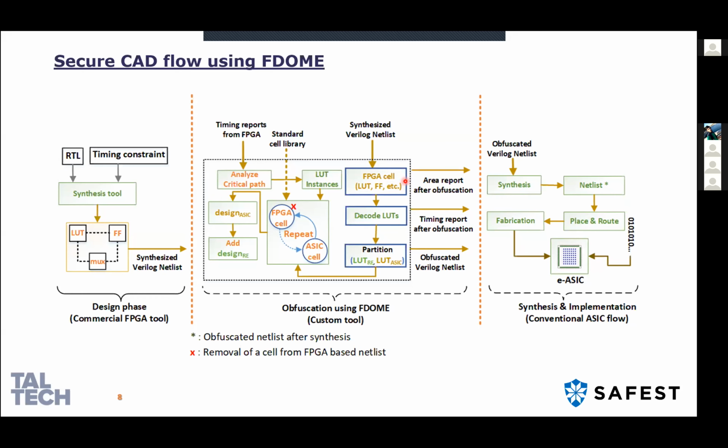Then it extracts the primitives from the netlist. Then it decodes the lookup tables, and it generates the value code for the combinational logic. Then it partitions the design into reconfigurable and ASIC parts. Then the obfuscation engine starts replacing the reconfigurable cells with static cells until it achieves the specified value. It produces the ASIC design. Then we add the reconfigurable branch, and it forms the embedded ASIC. Finally, it exports the area report, timing report, and the obfuscated netlist.